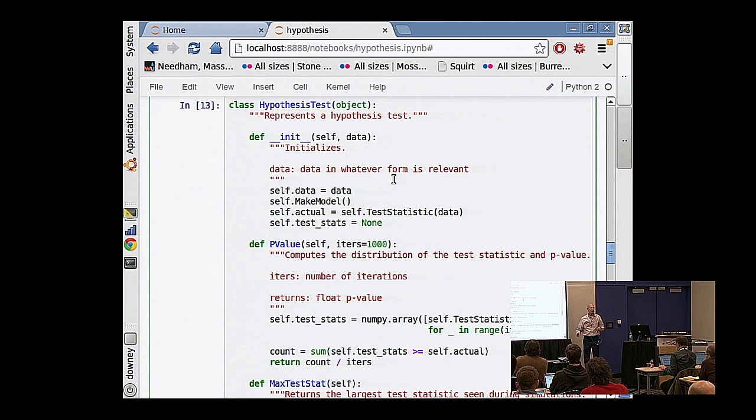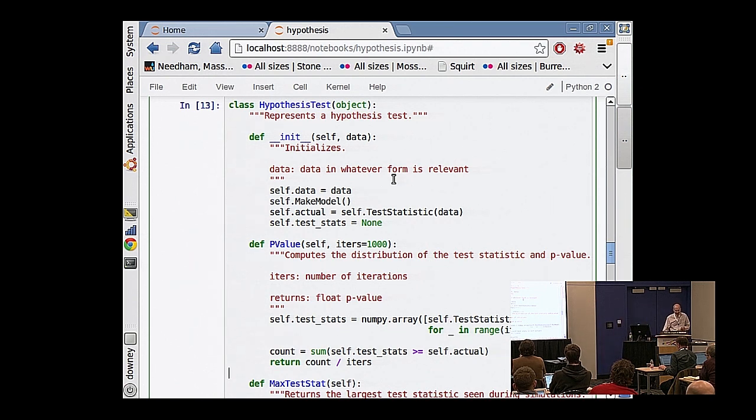Here's the loop that we just saw a minute ago. So you're going to run, let's say, 1,000 iterations. Each time you run an iteration, you're going to run the model to generate fake data and then compute the test statistic, which is hard to say, for the fake data and store that in a NumPy array. The p-value is just how many times the test statistic exceeds the actual value divided by the number of attempts that you made. Okay, that's the p-value.